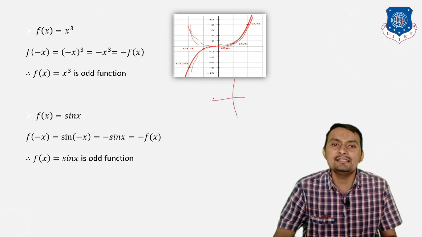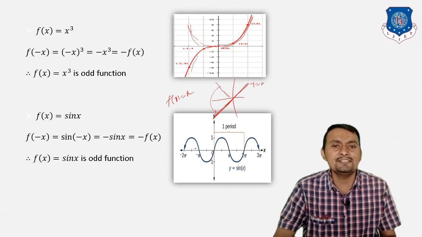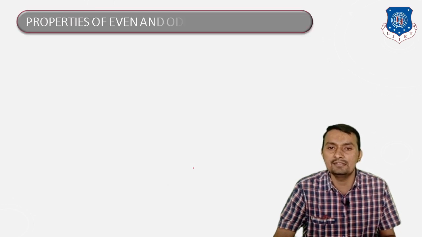Similarly, if I say f of x equal to only x, this is the line y equal to x. Its image is not here, but when I consider it, it goes to the opposite quadrant. So it is symmetrical about the origin, and hence it is an odd function. Sin x is the same: the image of the right-hand side is not on the left-hand side, but in the opposite quadrant.